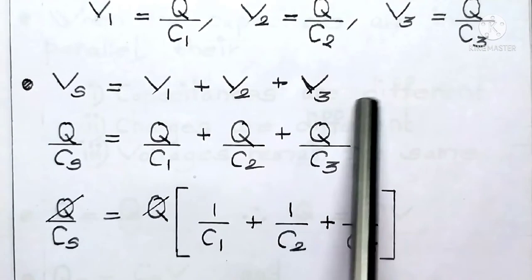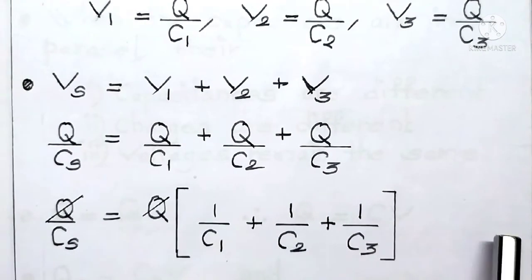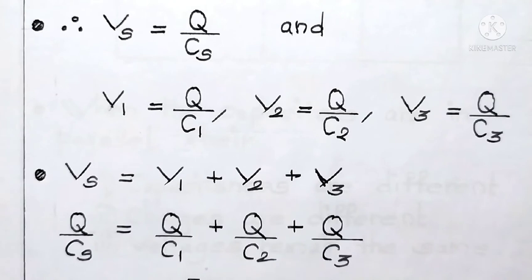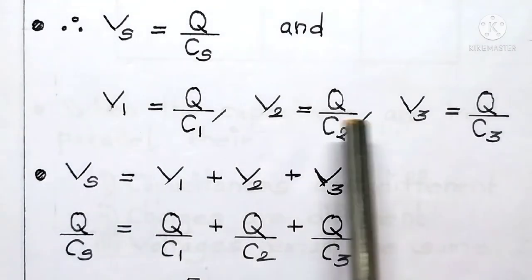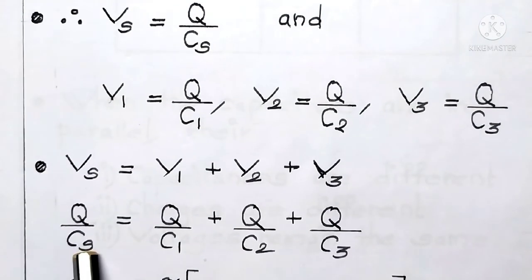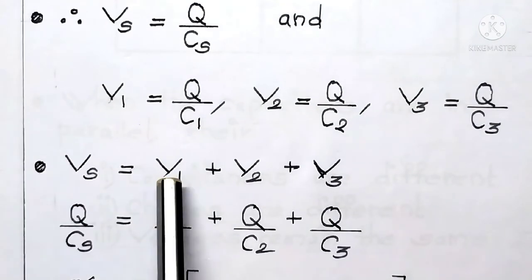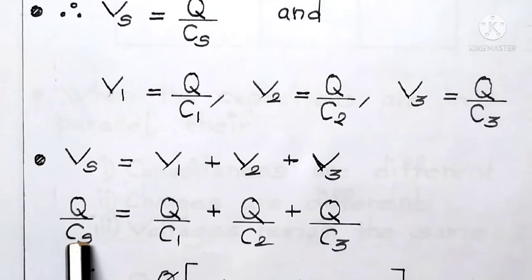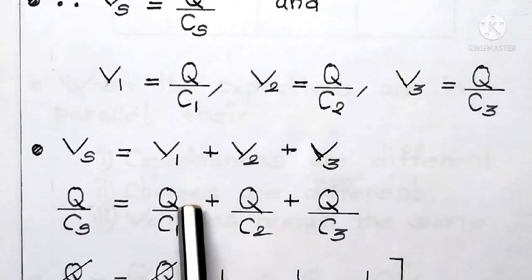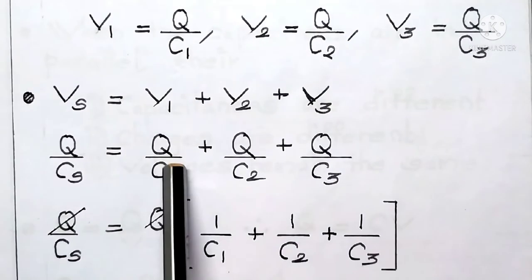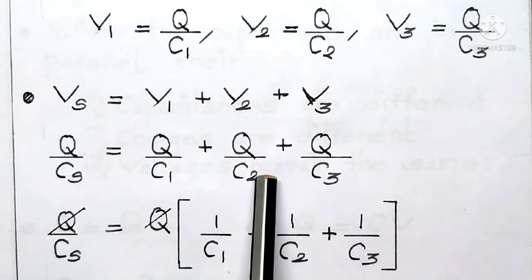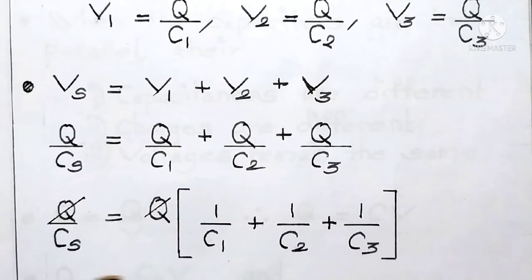Now for all these terms we have already got some expressions, that is Vs is equal to Q by Cs. Similarly we have expressions for V1, V2 and V3. Now we are going to substitute the expressions for Vs, V1, V2 and V3. So we have got Q by Cs is equal to Q by C1 plus Q by C2 plus Q by C3. Here in all these three terms Q is common, so it is taken out. So Q by Cs is equal to Q into 1 by C1 plus 1 by C2 plus 1 by C3.